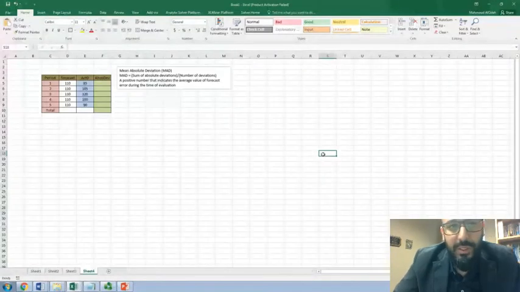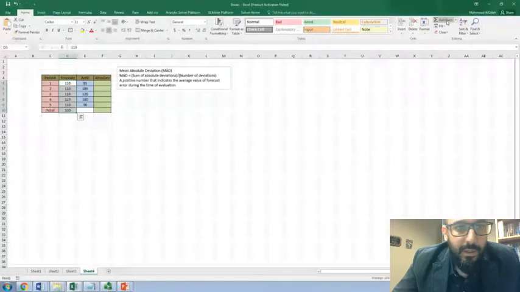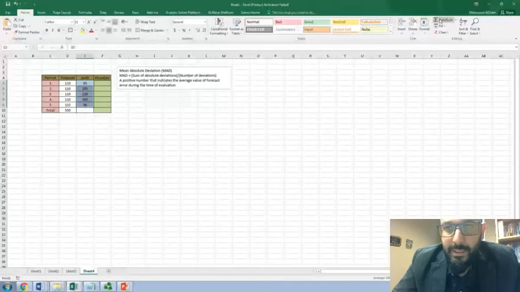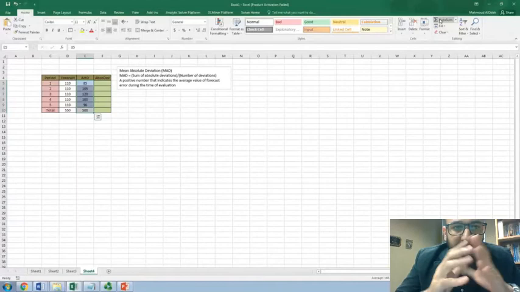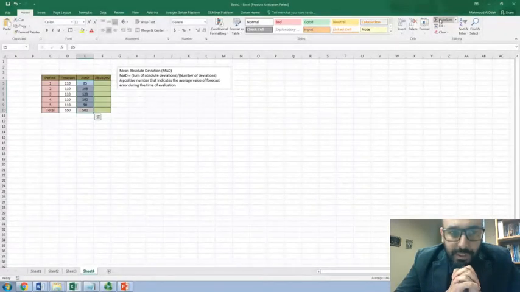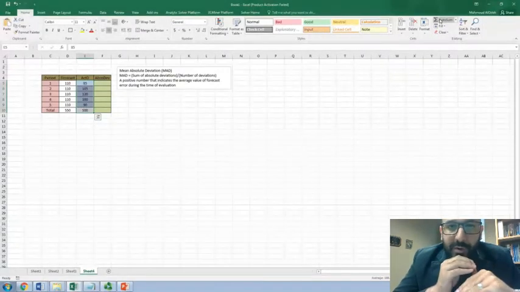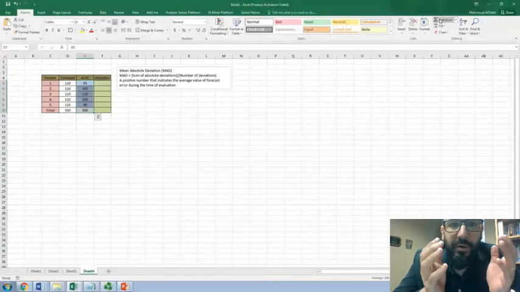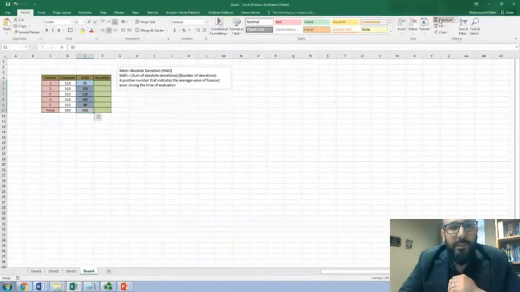So the first thing you need to do is calculate the total forecast. 550. What's the total actual demand? 500. So first of all, before we do any math calculation, we know that this forecasting is biased by 50 units. So we over predicted the production by 50 units. And therefore, next time we should consider reducing the production by 50 units.